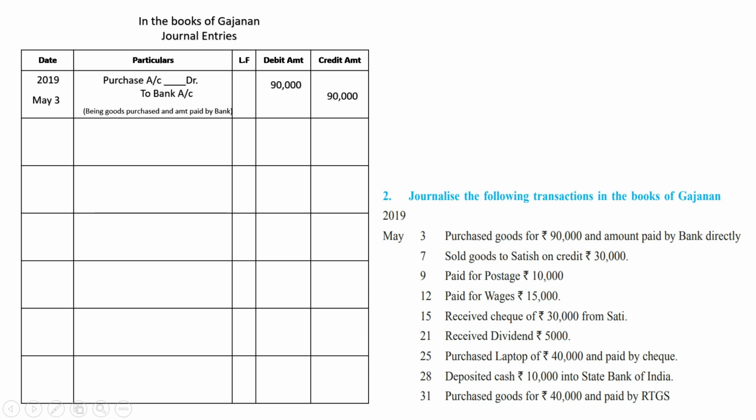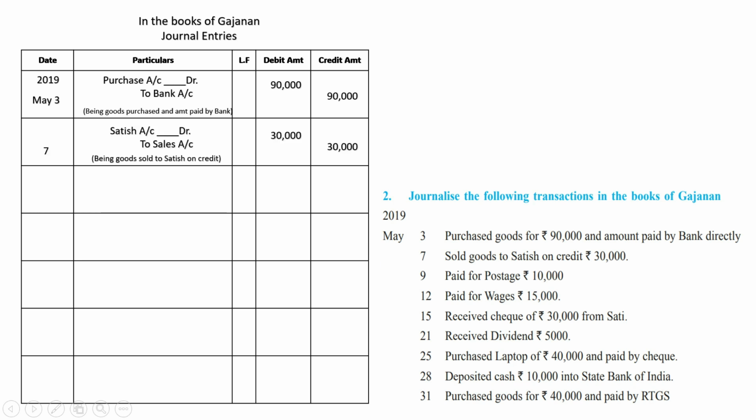Satish. Satish means person, personal. Debit the receiver, credit the giver. In this case, you are selling goods to Satish. Satish will be the receiver. So you will pass your journal entries like Satish account debit to sales account.